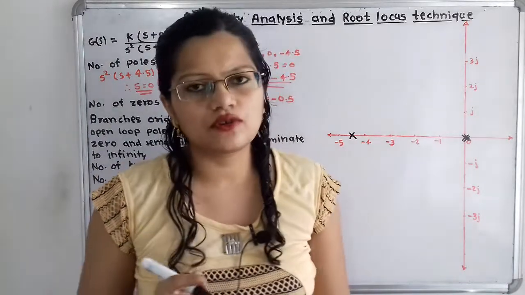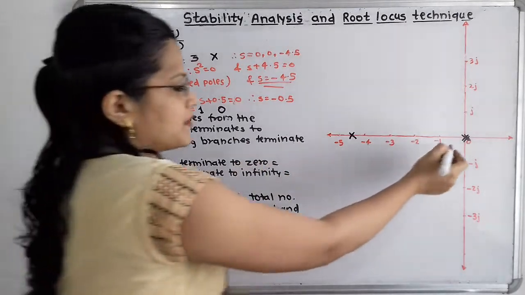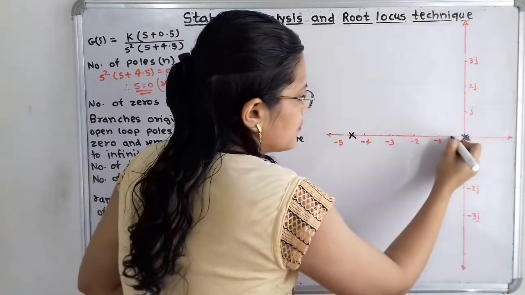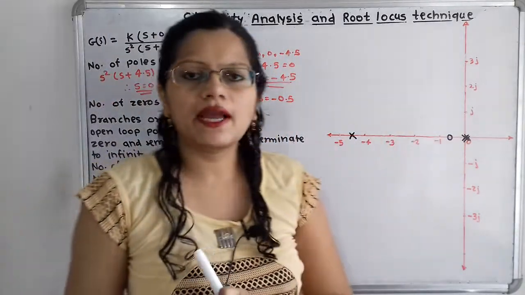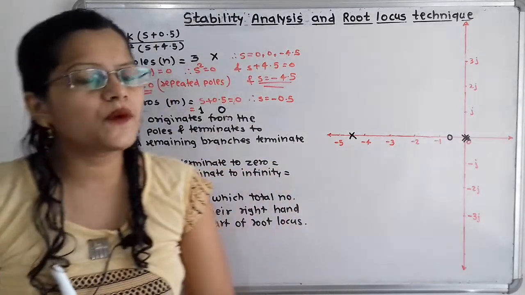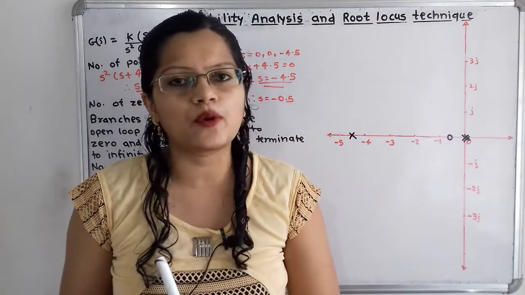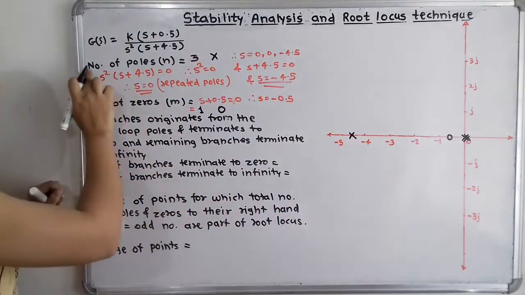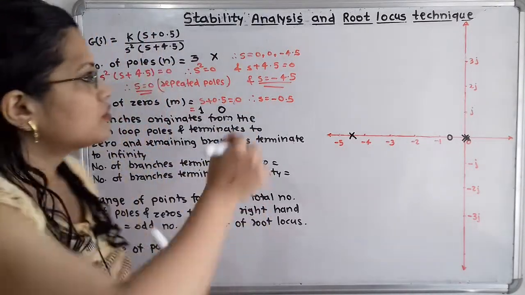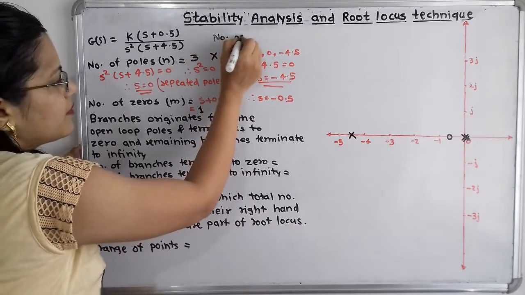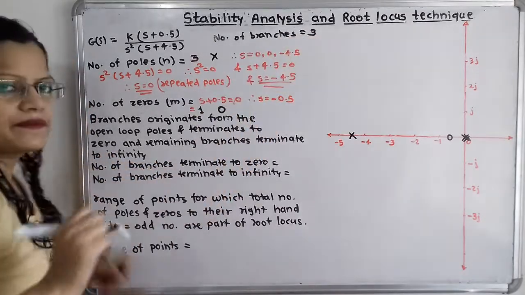Now there is 1 zero. We have to show the zero at -0.5, that is, between 0 and -1 there is 1 point and we have to show the zero there. So this zero is also completed. From these poles we can say that the number of branches is equal to the number of poles, which is equal to 3. So I will write here number of branches is equal to 3.